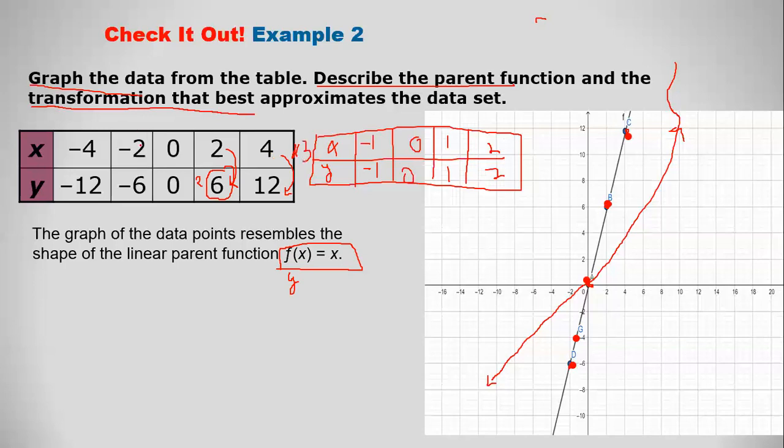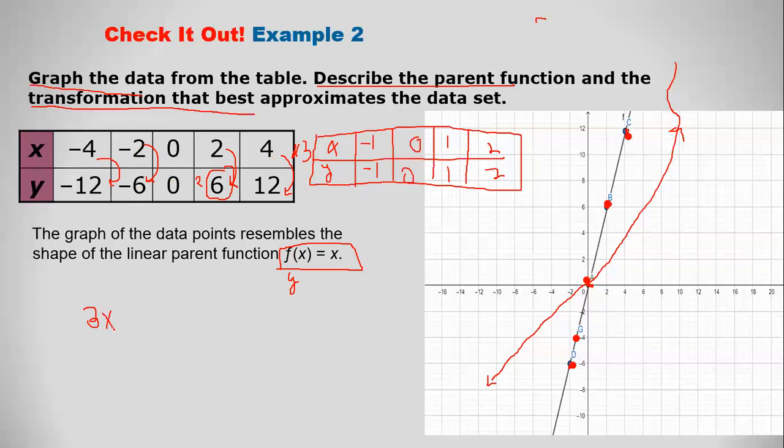And here, multiply by 3. -2 multiplied by 3 will be -6. -4 multiplied by 3 will be -12. So I have multiplied by a factor of 3. So this function is 3x.